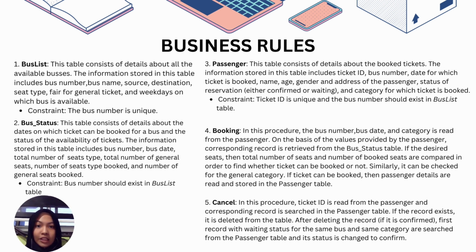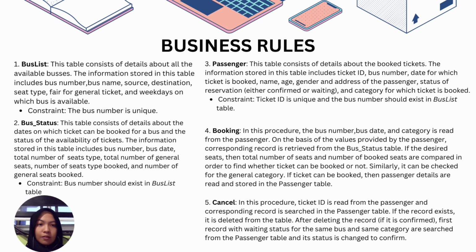The second one is bus status. The bus status table consists of details about the dates on which tickets can be booked for a bus and the status of the availability of tickets. The information stored in this table includes bus number, bus date, total number of seats type, total number of general seats, number of seats type booked, and number of general seats booked. The constraint for this table is that the bus number should exist in the bus list table.